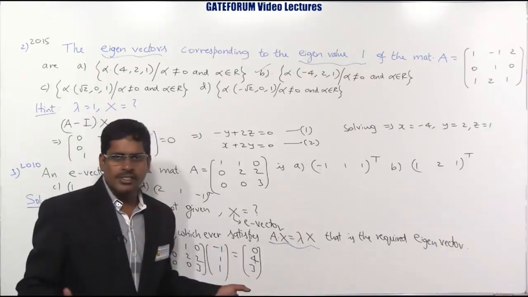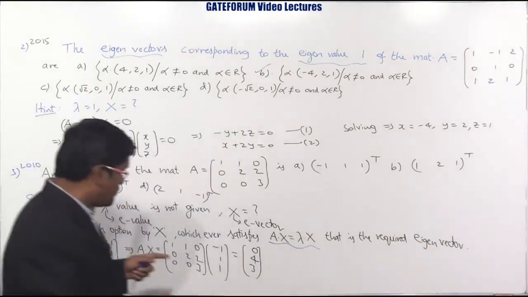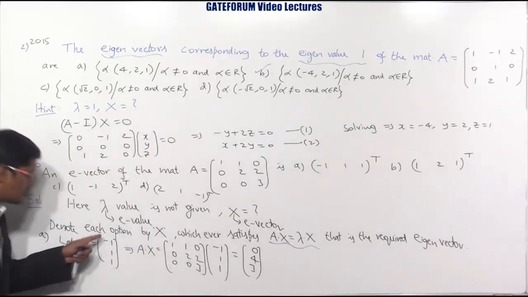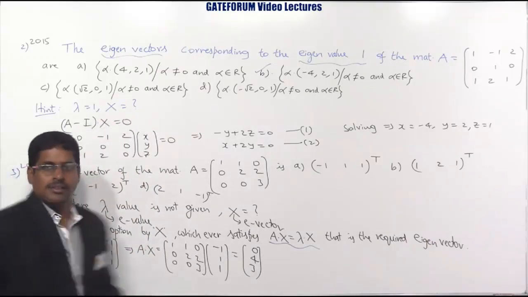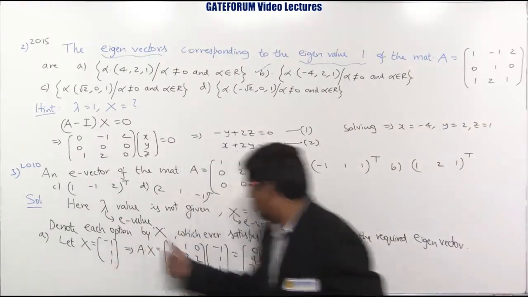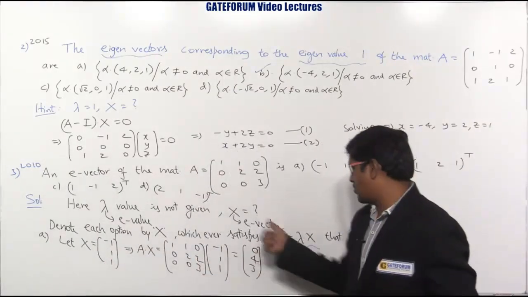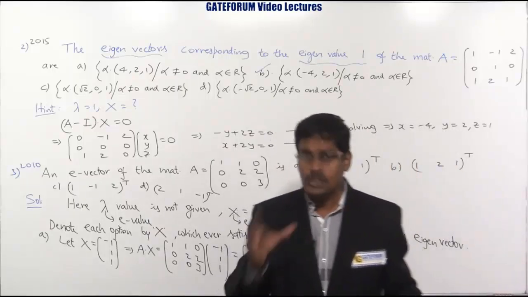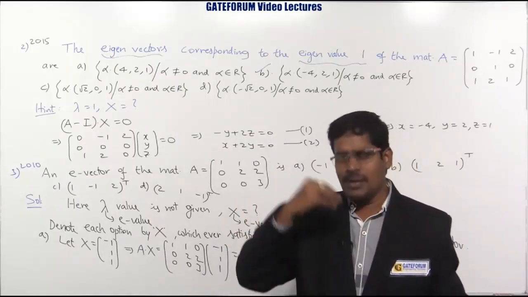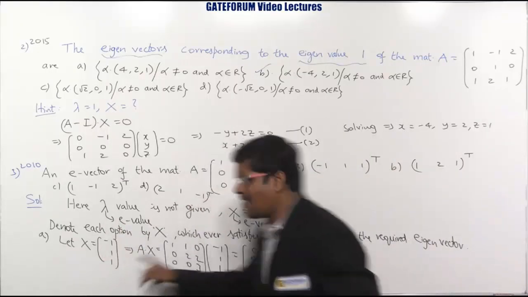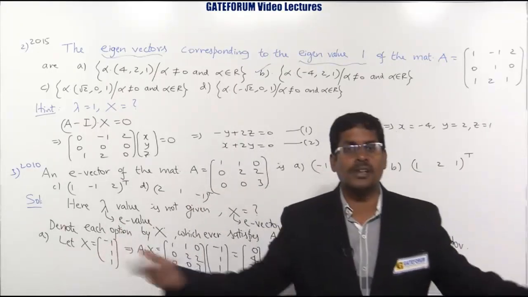How do you find lambda into x? We don't know the lambda value. But lambda is some number, and x is this option. So for these three, which number to multiply will give the answer 0, 4, 3? Because the left side is Ax, the right side is lambda x. You don't know the lambda value, so don't worry about it. Lambda is some number, any number. So which number multiplied with these three gives 0, 4, 3? Such a number does not exist.